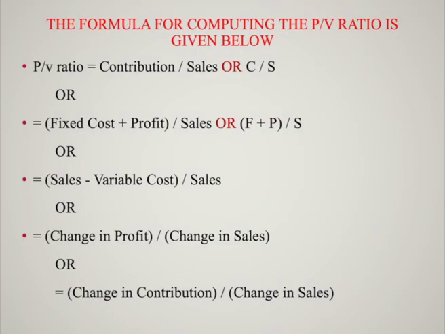These are the formulas we are going to use to calculate profit volume ratio; I will explain them one by one. PV ratio is contribution by sales into 100. Also, we can calculate with the help of contribution, which is nothing but fixed cost plus profit. So, fixed cost plus profit divided by sales into 100. There is one more method to calculate the PV ratio: change in profit and change in sales, that will also give the PV ratio.